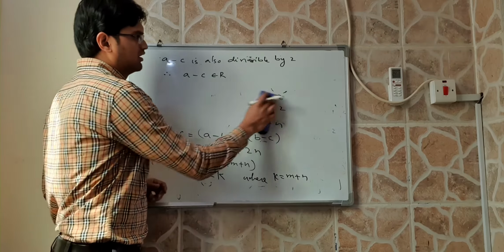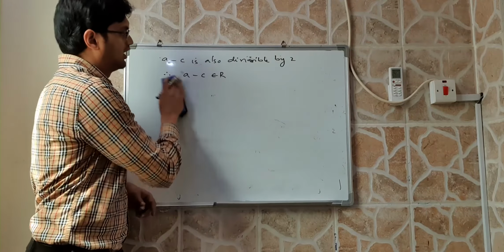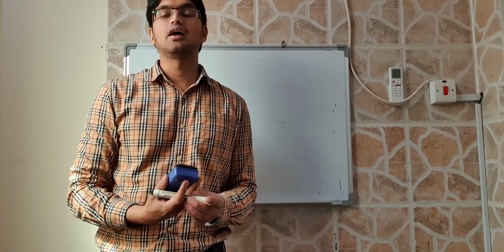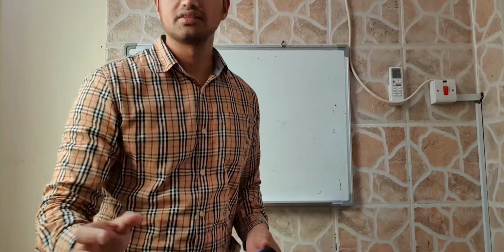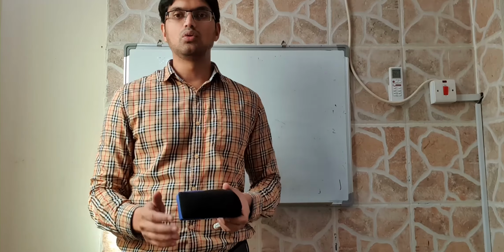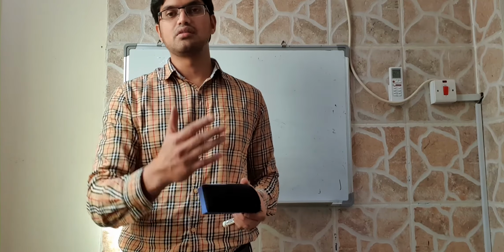So therefore, what you have finally: R is reflexive, symmetric and transitive, hence R is an equivalence relation. So thank you everyone. I hope you have understood how to solve. One is a direct problem, one is an abstract problem.